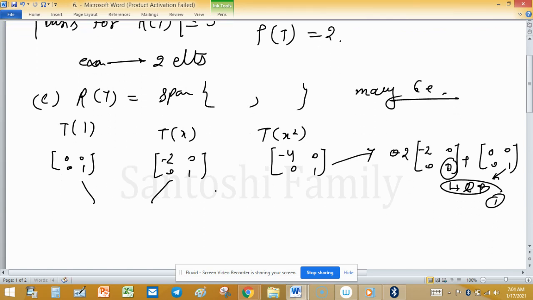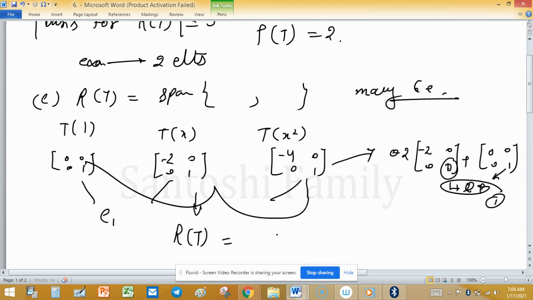So these are only images, and each image, this is nothing but E1, and this is another format, and this is a linear combination of this one and this one. So the range of T is the span of -2001 and 0001. So option C is right here.